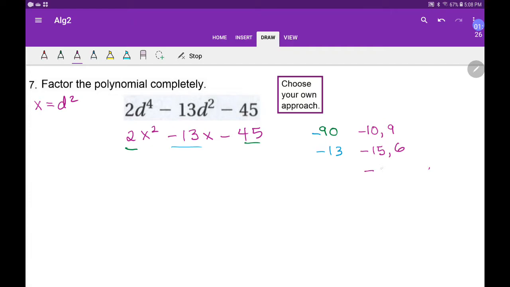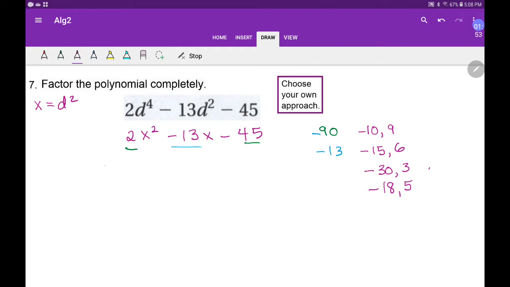Let's see, what else could I say? I know it's not 30 and 3. Maybe I should have done this more. 18. How about 18? We'd say 18 and 5. There we go. 18 times 5 is 90. And 18 plus 5, if the 18 is negative, I get a negative 13.